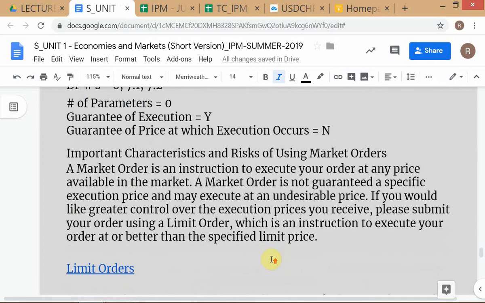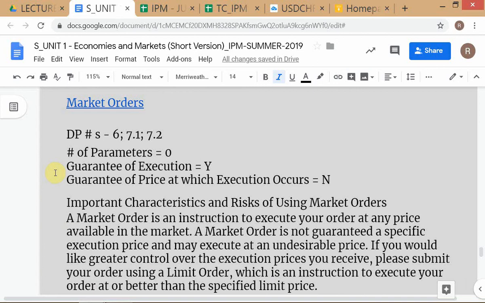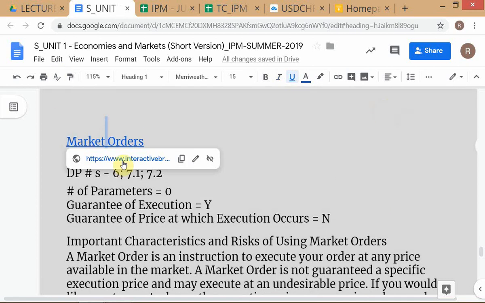Okay, so the thing to understand quickly about the market order is that there is a guarantee of execution, but there is no guarantee of the price at which execution occurs. This is the basic logic of a market order. You can read, there's a hyperlink also in your notes.